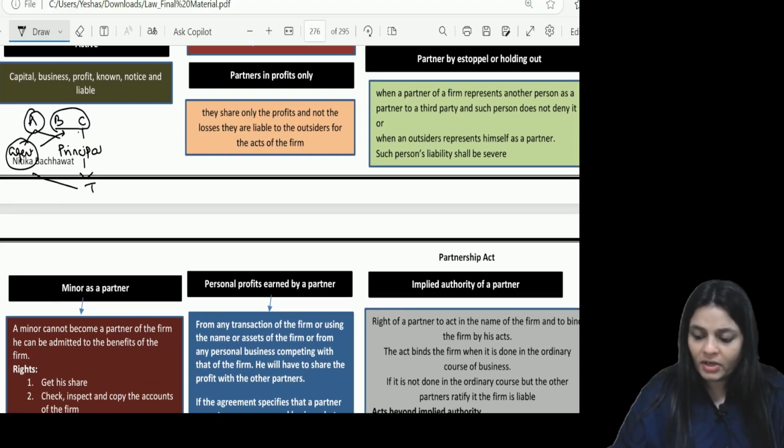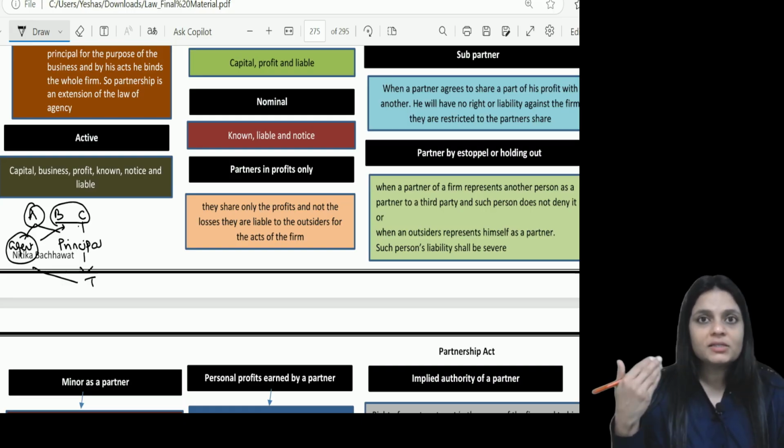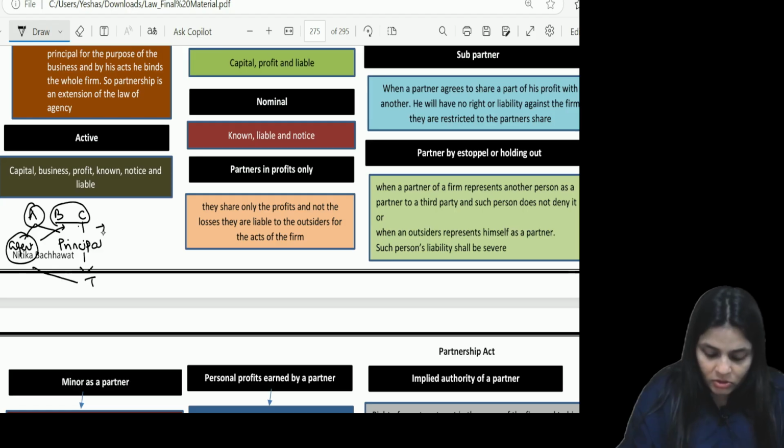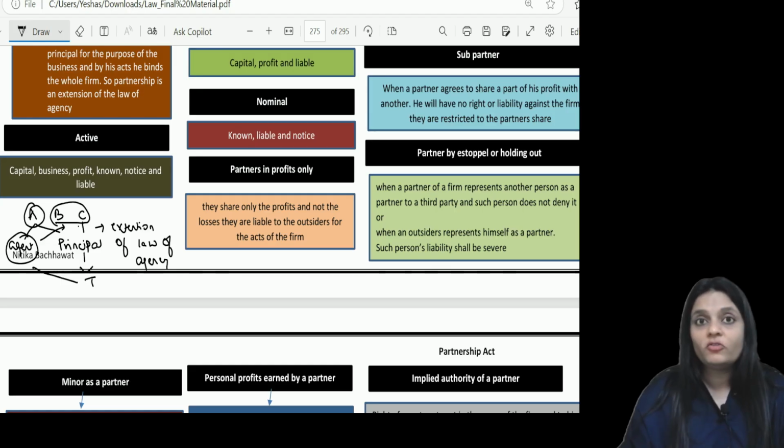Now, when we talk about this partner, when A does the act, is he alone liable or the whole firm liable? The whole firm. We have done this concept in agency. Agent does the work, principal is liable. Partner does the work, firm is liable. On this ground, we can say that partnership is an extension of the law of agency, right?